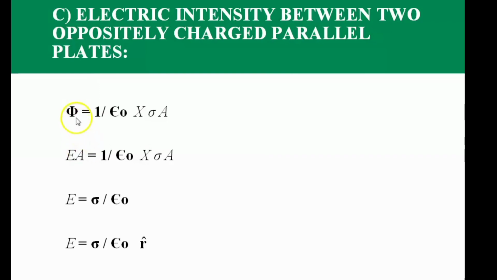The flux is equal to E dot A, which is equal to the magnitude of the intensity multiplied by the magnitude of the area multiplied by cos 0, and cos 0 is equal to 1. So E multiplied by A is equal to 1 upon epsilon naught times the charge density multiplied by area. So the area will be cancelled on both sides. So intensity is equal to sigma upon epsilon naught times n cap, where n cap is the unit vector which represents the direction of the intensity. So this is the third application of the Gauss law.